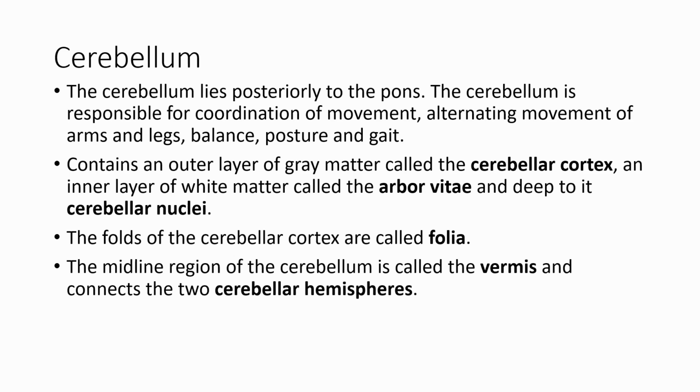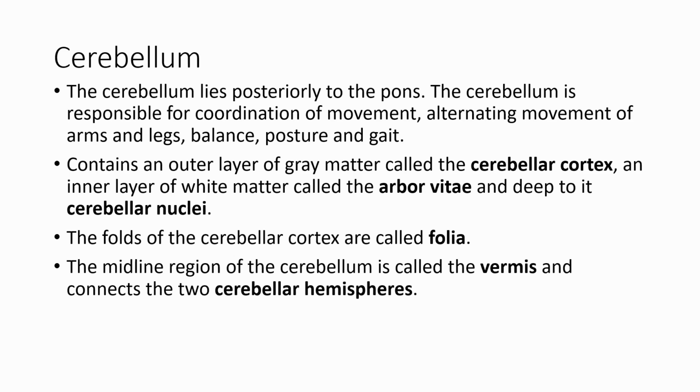The cerebellum does have a similar setup as the cerebrum in that we have an outer layer of gray matter and white matter on the inside. The outer layer of gray matter is called the cerebellar cortex. So similar to how the cerebrum has the cerebral cortex, the cerebellum has a cerebellar cortex. The difference here is that the white matter on the inside is called the arbor vitae, or the tree of life. And we'll see why it's called that in just a second when we look at the picture, because it really does look like a tree in all of its branches.